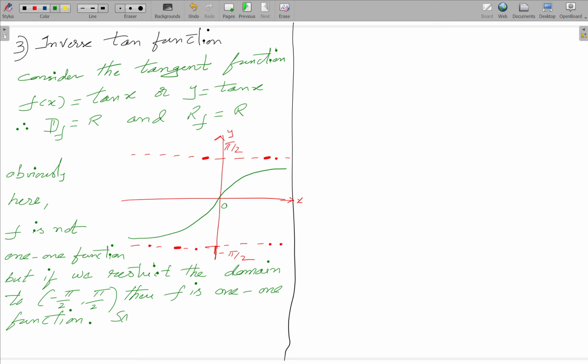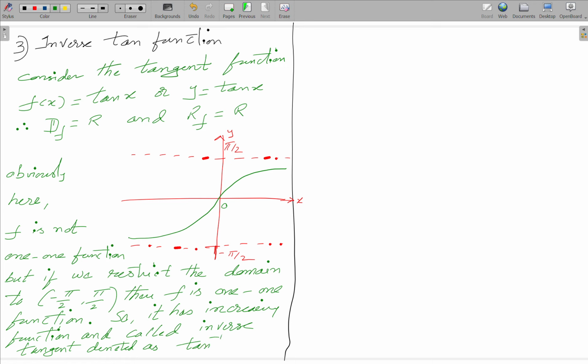So it is an increasing function, and its inverse is called the inverse tangent, denoted as tan inverse.